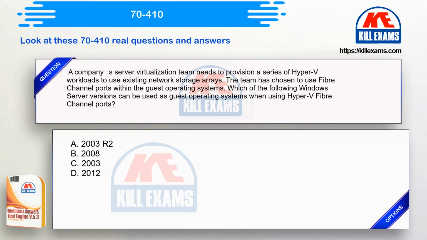A company's server virtualization team needs to provision a series of Hyper-V workloads to use existing network storage arrays. The team has chosen to use Fibre Channel ports within the guest operating systems. Which of the following Windows Server versions can be used as guest operating systems when using Hyper-V Fibre Channel ports?